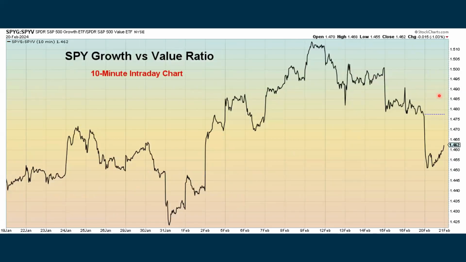We are seeing the growth to value ratio also with another 10-minute intraday chart. This is starting to show some more weakness. Yeah, we saw a little bit of a bounce later in the day, and that's encouraging. But if you go from about February 9th or so, we've been showing more of a decline as we've been moving forward and heading more into this weaker part of seasonality.